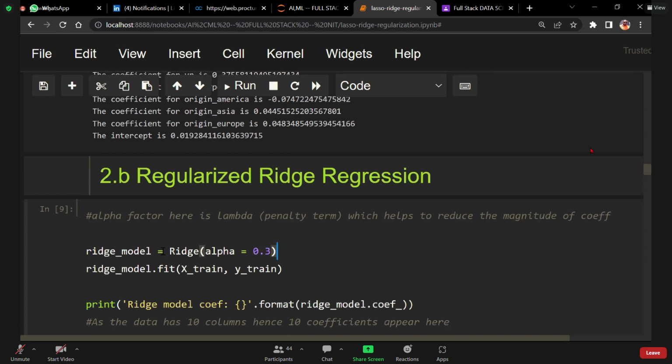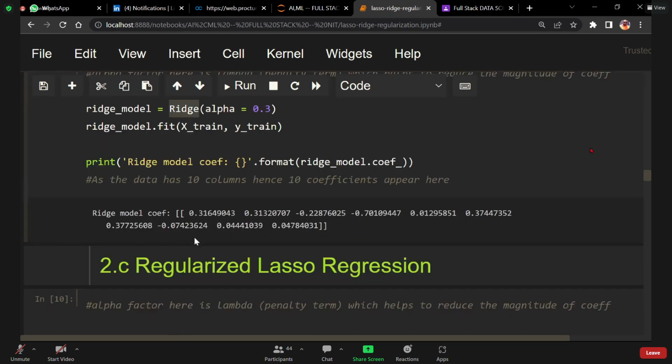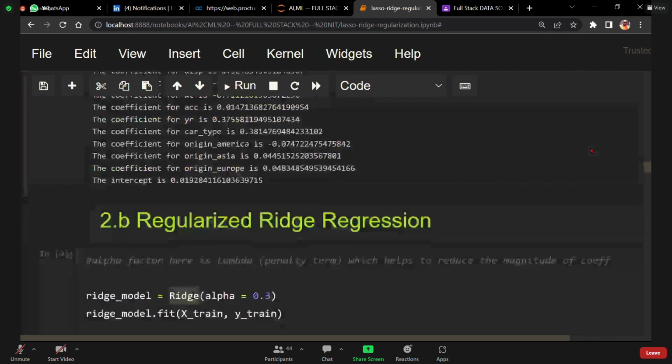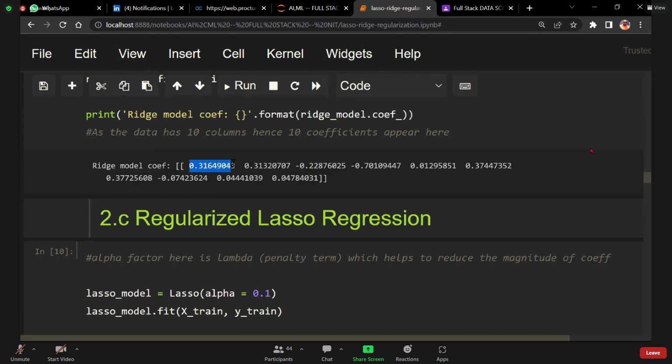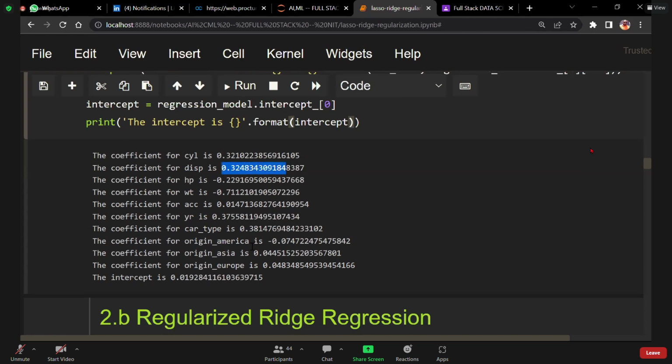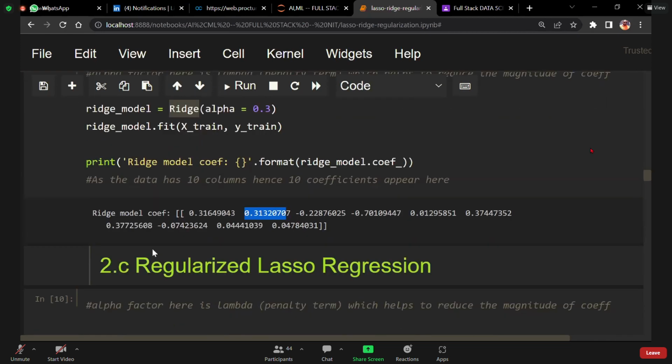Alpha value. So ridge and model fit. When you do this, first one, what is the coefficient of cylinders? 0.32. When we apply ridge regularization, it reduced to 0.31, or not? The coefficient reduced or increased? Reduced. Next one, 0.3248, 0.3132. It reduced or increased? This is what we learned in ridge regularization. It reduced the coefficients of the independent variables.